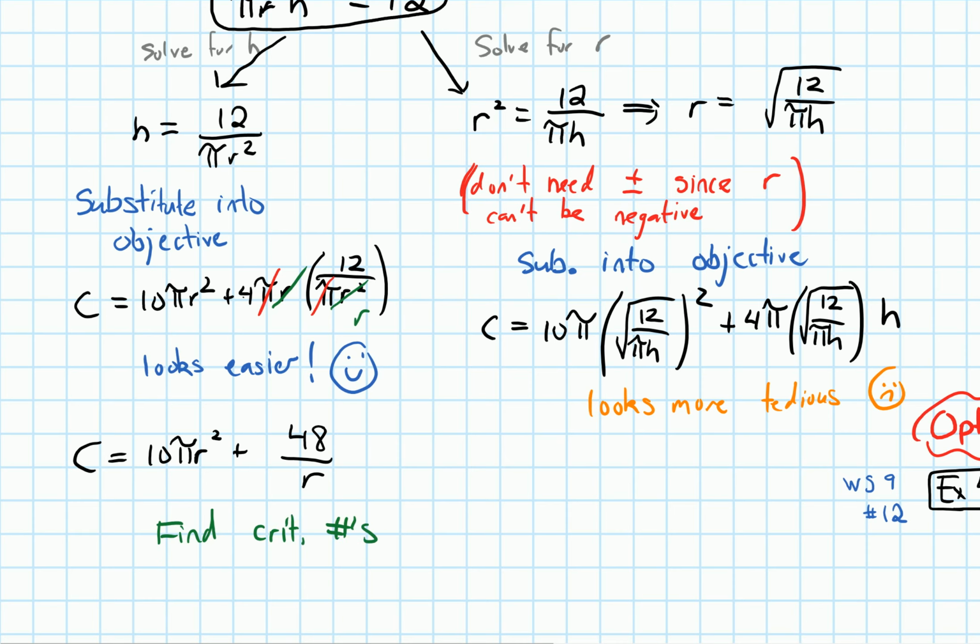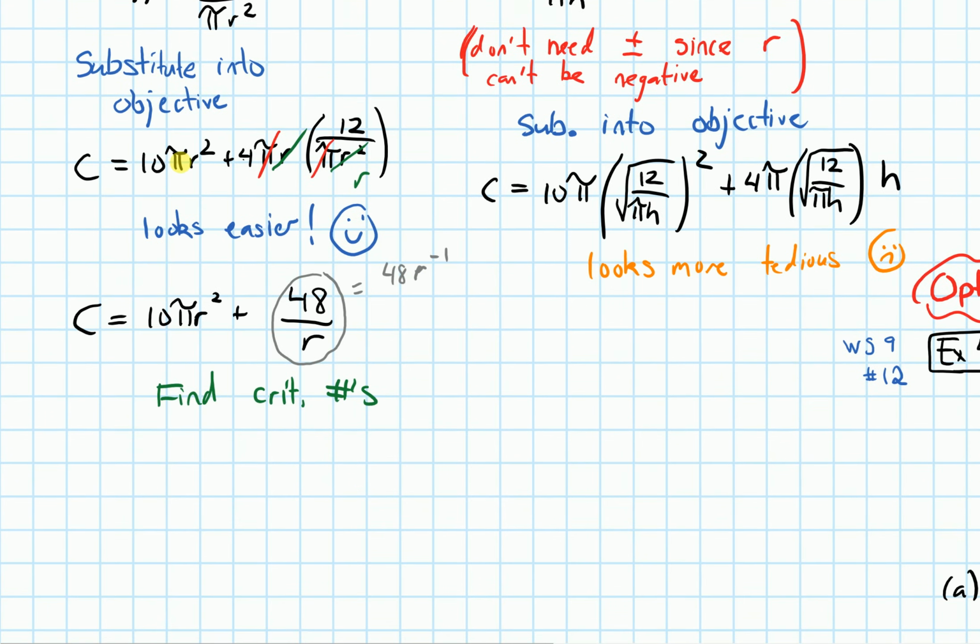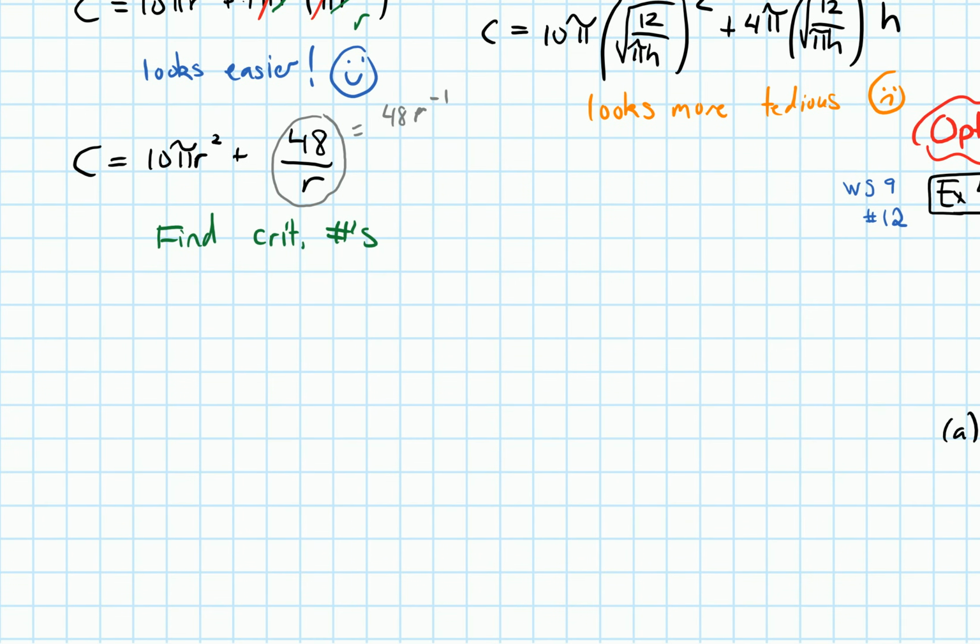Find our critical numbers. So we are going to need to take the derivative of this. So to take the derivative of 48 over r, to avoid quotient rule, I can rewrite this as 48r to the negative 1. And now I just have to use power rule there. No quotient rule needed. Okay, so let's take that derivative. So we'll get the derivative of cost. For the first term, I will end up with 20 pi r. And then the derivative of the next term will give me negative 48 r to the negative 2.